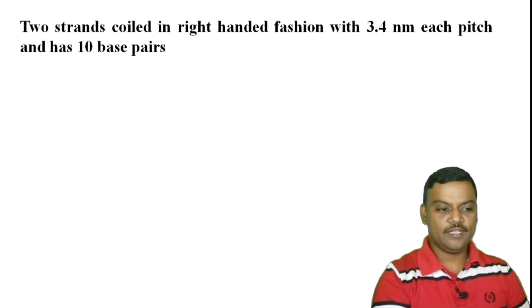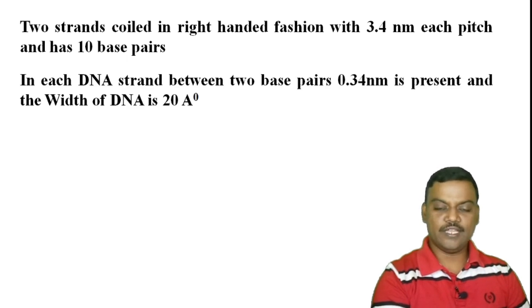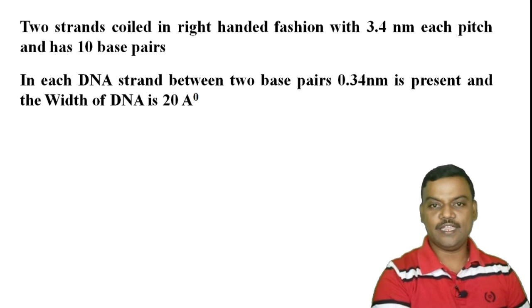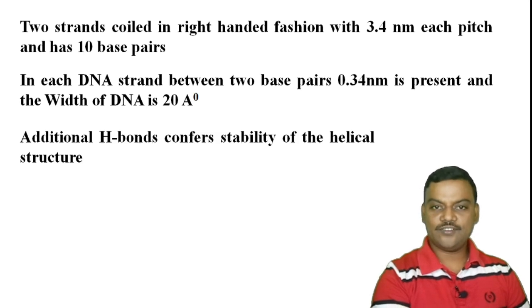The next point is that the two DNA strands are coiled in a right-handed fashion. At this time, it produces pitches. Each pitch has a length of 3.4 nanometers, and each pitch consists of 10 base pairs. In each DNA strand, between two base pairs, a 0.34 nanometer distance is present. At the same time, DNA has a width equal to 20 angstrom units. Hydrogen bonds confer the stability of the helical structure of DNA. So these are the valid points for the first question.